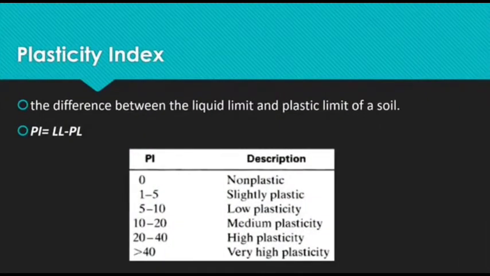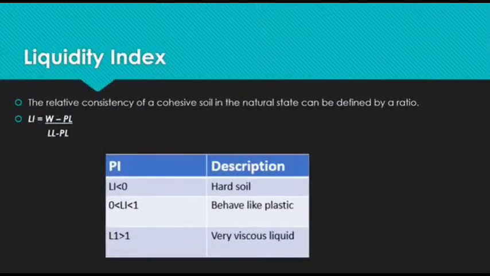The next part is plasticity index. Plasticity index is the difference between the liquid limit and plastic limit of a soil. And here is the formula and description of plasticity index. The next part is liquidity index. The relative consistency of a cohesive soil in a natural state can be defined by a ratio. Here is the formula and the description of liquidity index.